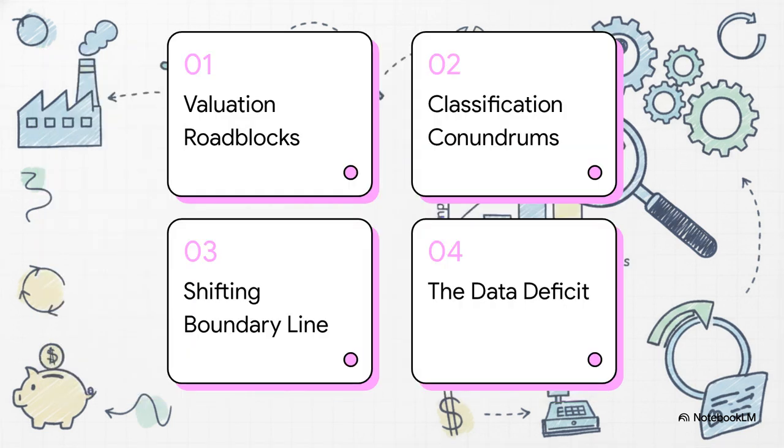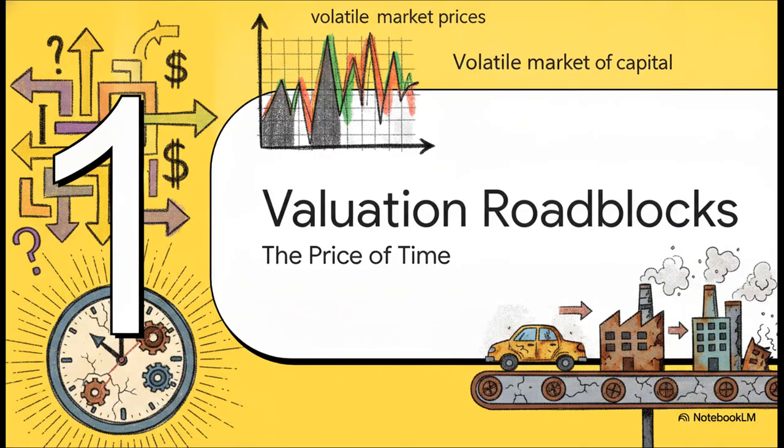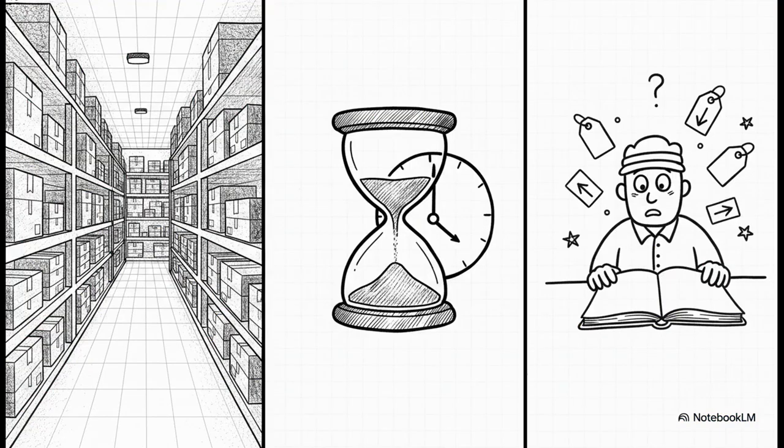Okay, so our autopsy today is going to follow a highly rigorous framework. We'll look at the perfect measurement illusion, valuation and depreciation roadblocks, classification conundrums, the shifting boundary line, and finally, the data deficit. Let's kick things off with Section 1, Valuation and Depreciation Roadblocks, or as I like to call it, the price of time. So there's a really massive paradox when it comes to inventories. Think about it. An unsold amount of goods adds to a firm's inventory, right? And because these goods reflect the current production of goods and services, they absolutely must be included in the national income. We can't just ignore them.